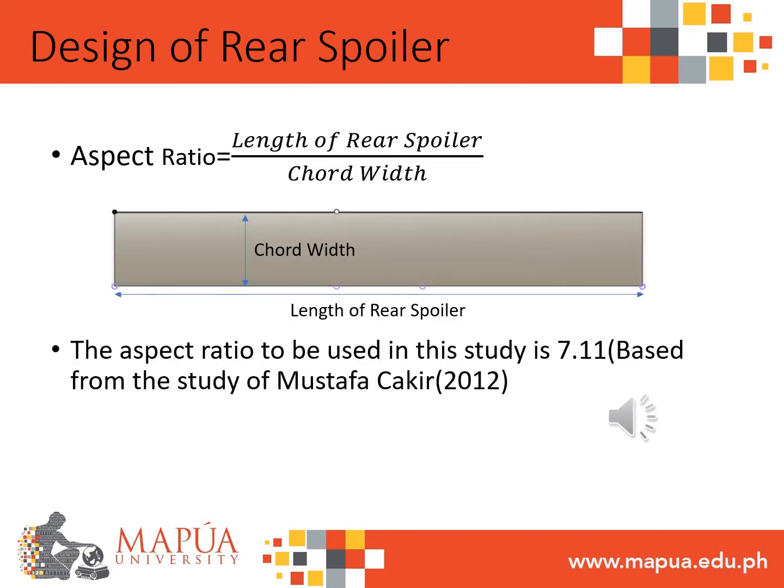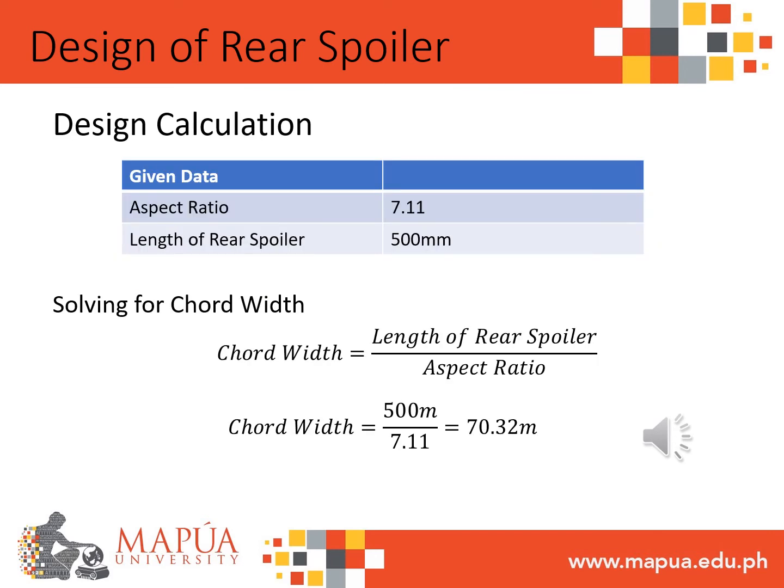Aside from the shape of the car, the aspect ratio will also be considered in this study. The aspect ratio that was used in the study is 7.11, which is based on the study of Mustafa Kakir. And the length of the rear spoiler is based on the rear track width of the car, which is 500 millimeters. We will now get the chord width of the rear spoiler by dividing the length of the rear spoiler, 500 millimeters, by the aspect ratio of 7.11, and we will get 70.32 millimeters, which is the chord width of the rear spoiler.